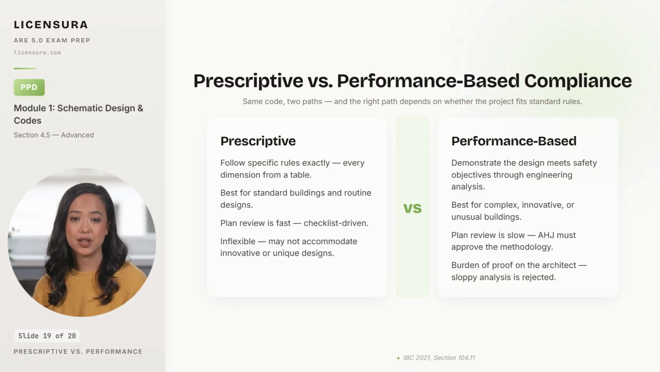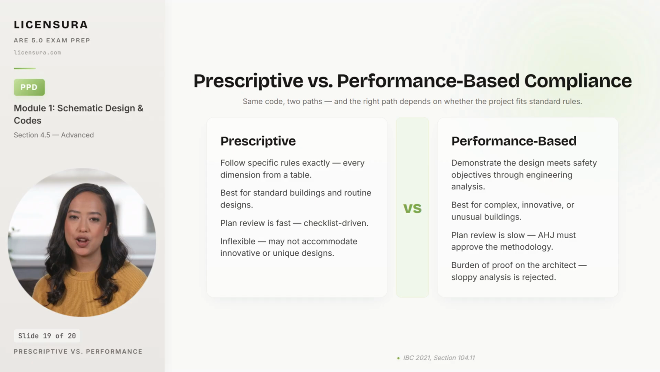Prescriptive compliance is the default and the easy path. You follow the IBC's specific rules exactly. Every dimension, every rating, every threshold lifted directly from the tables. Plan review is checklist driven, and the inspector marks each requirement off as your drawings show it. Standard buildings and routine designs sail through. The cost is inflexibility. A prescriptive code cannot accommodate an innovative atrium geometry, a unique structural system, or a hybrid occupancy that does not fit cleanly into the IBC's classifications.